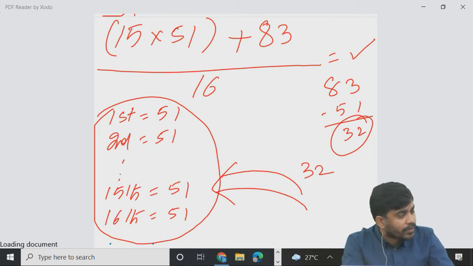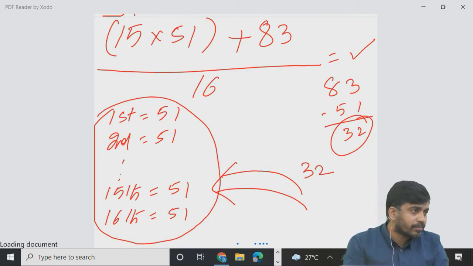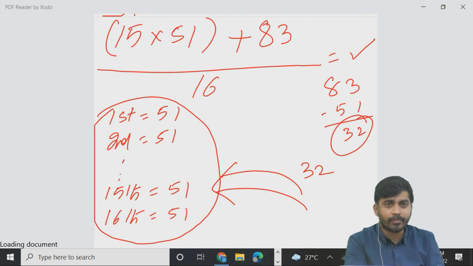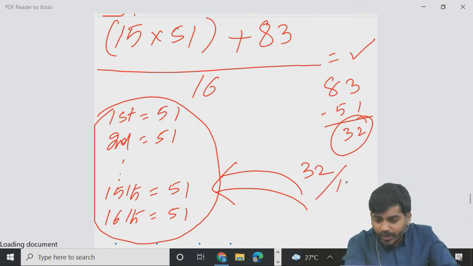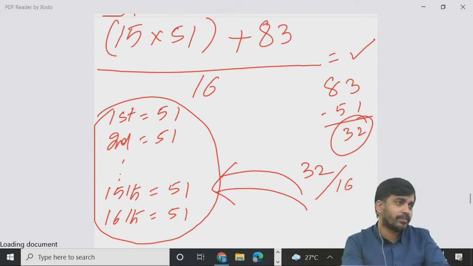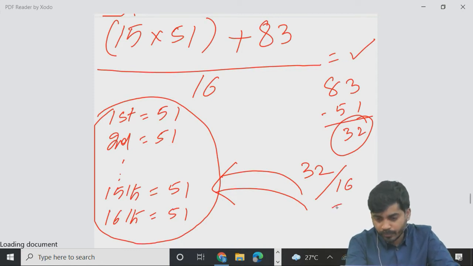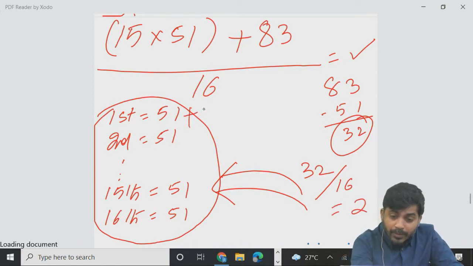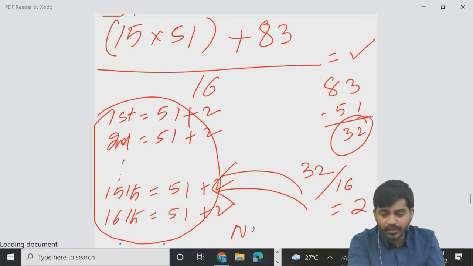Divide this 32 equally for all the members, all the matches, all the numbers. So there are 16. 32 should be divided equally for all the 16. What is 32 by 16? 2. It means plus 2 here, plus 2 here, plus 2 here. All are increased by 2. So what is the new average? 53. Simple.